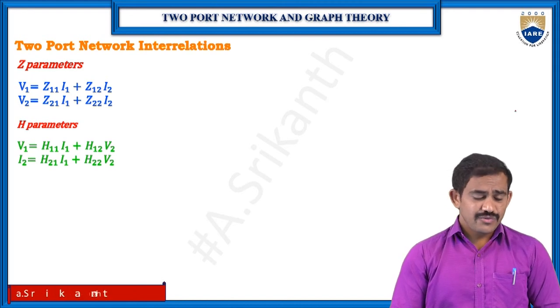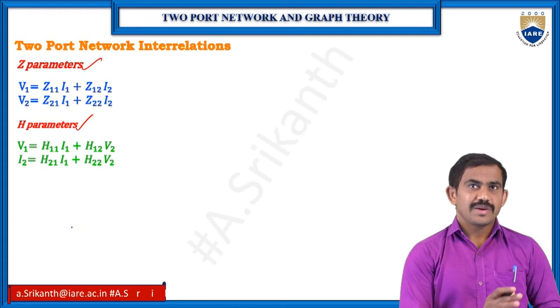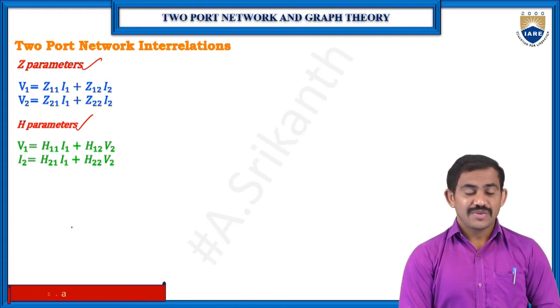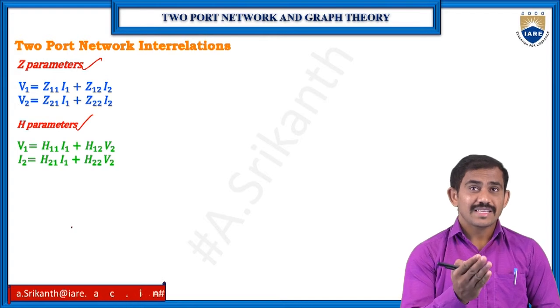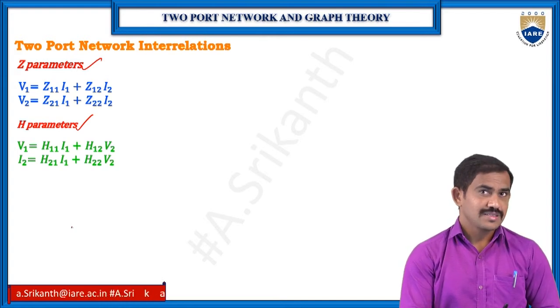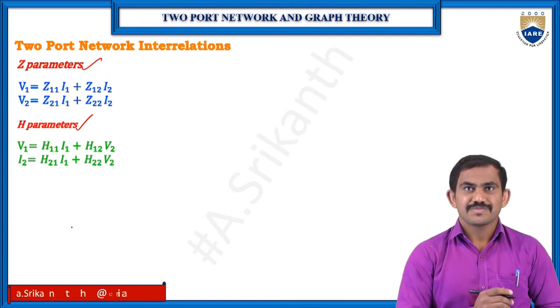So these are the equations for Y, Z parameters and H parameters. So the Z parameters equation and the H parameters equation. If I know the H parameters, I can find out the Z parameters, and if I know the Z parameters, I can find out the H parameters. So don't get confused, just compare one by one.